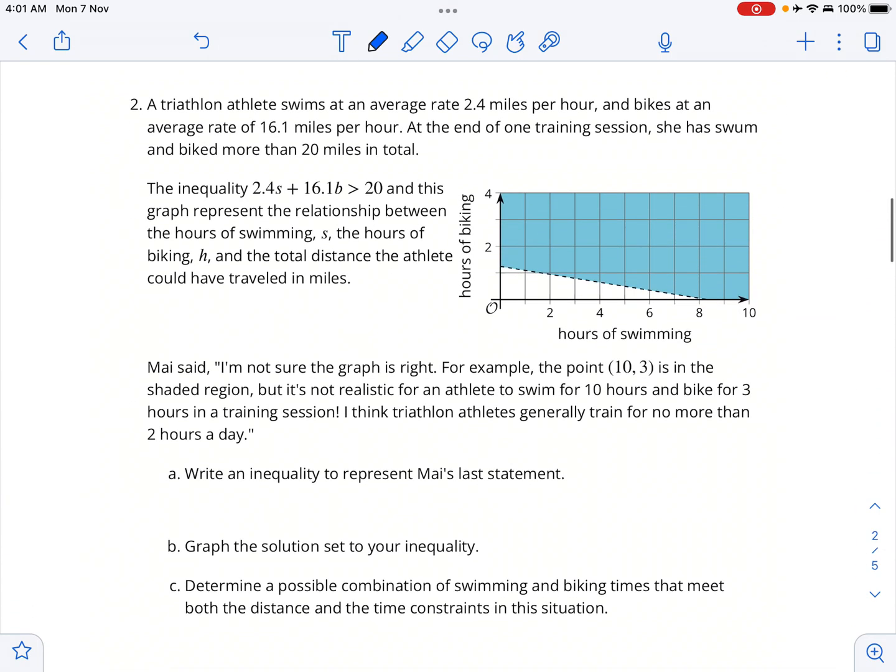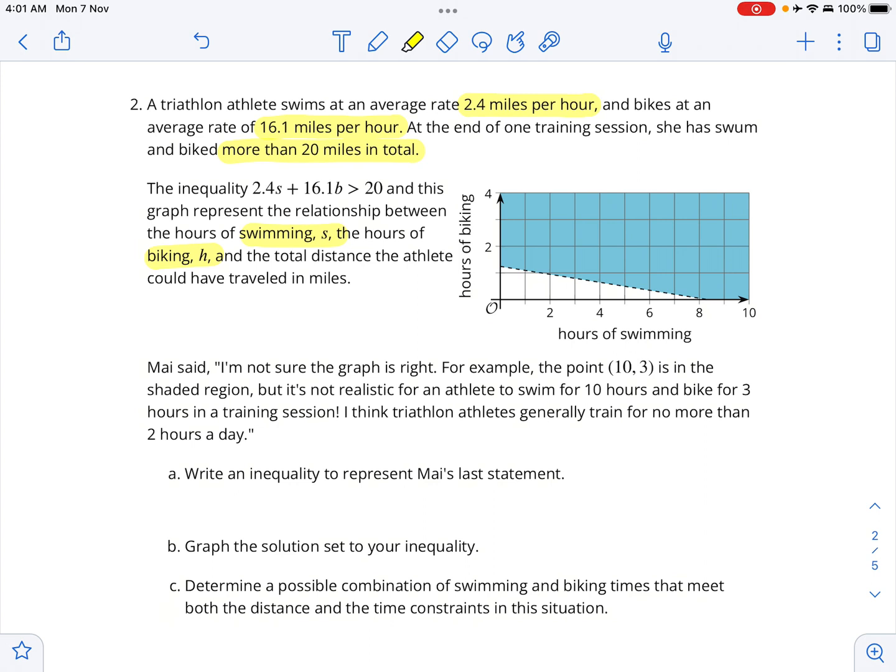Question number 2, a triathlon. A triathlon athlete swims at an average rate of 2.4 miles per hour and bikes at an average rate of 16.1 miles per hour. At the end of one training session, she has swum and biked more than 20 miles in total. The inequality is given, and this graph represents the relationship between the hours swimming, S, and the hours biking, H, and the total distance that the athlete could have traveled in miles.